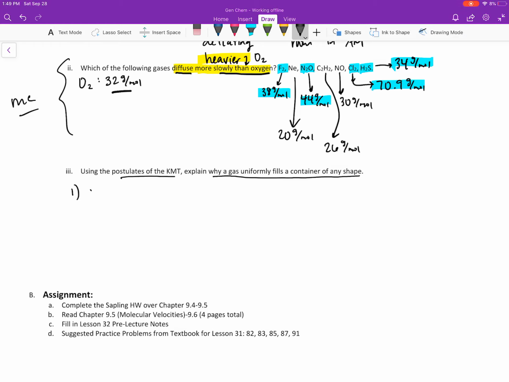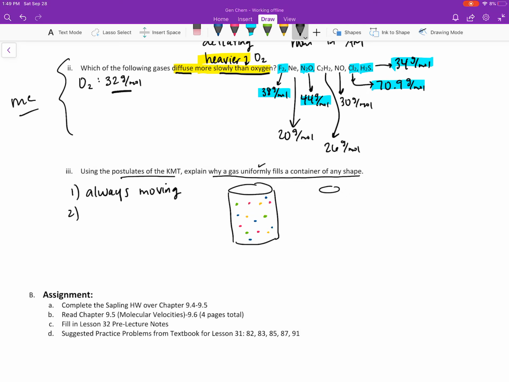Well, the first thing is that the first rule I said is that gases are always moving. So because they're always moving, if I have different types of gases, they are basically going to evenly distribute themselves in any container. They're not going to settle out like a homogeneous solution. Because they're always moving around, they will uniformly distribute themselves. So that's what we needed to say. It's uniformly distributing, and it doesn't matter the shape of the container.